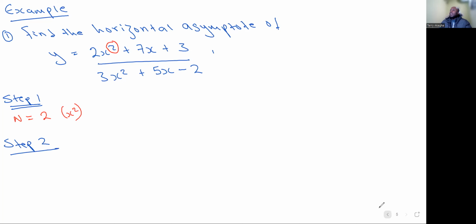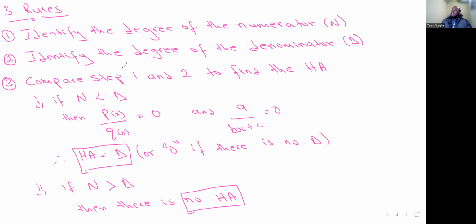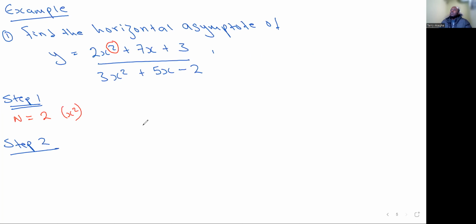We then have to identify the degree of the denominator. Now the denominator, what is the degree? The same thing we're going to do. The degree of the denominator here is what? 2. Are you seeing it? So same thing, 2. So that means this is x squared. So the degree of the numerator is 2, and the degree of the denominator is 2.